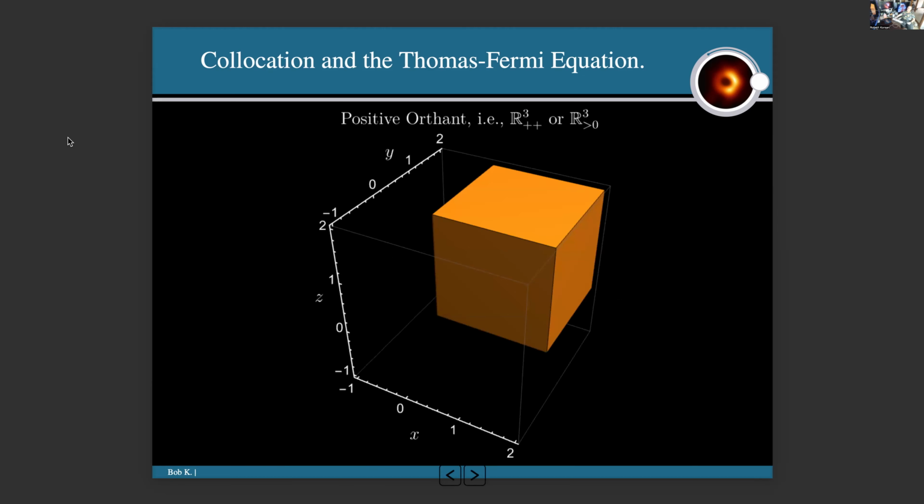So here's the positive orthant. We have x, y, and z. And the region x goes from 0 to infinity, y goes from 0 to infinity, z goes from 0 to infinity, and I think I screwed that up because it looks like it goes to minus 1 instead of 0. But anyway.